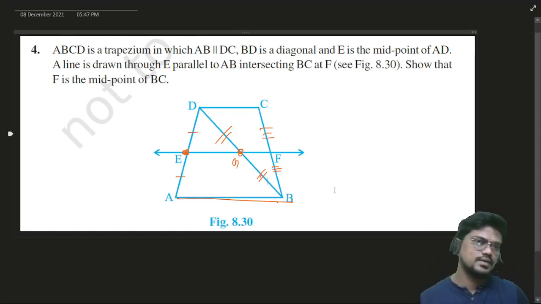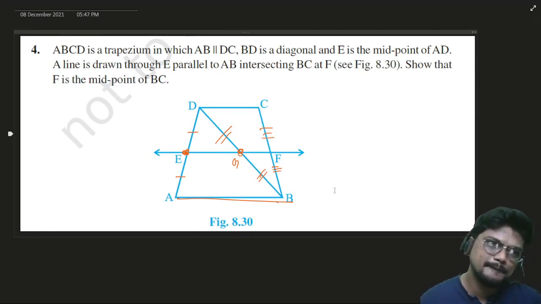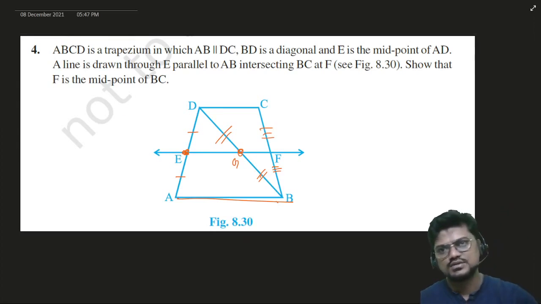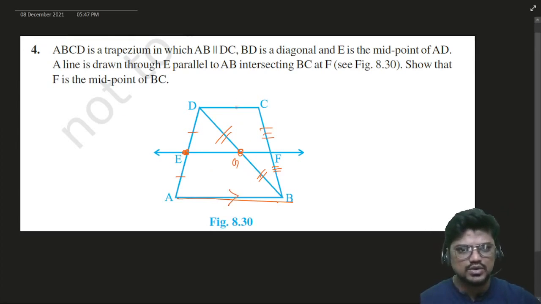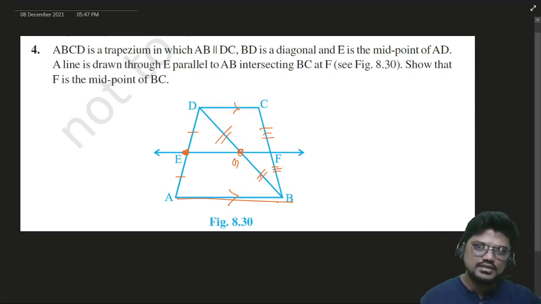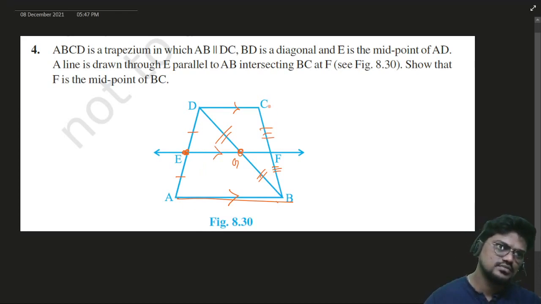Sir, after getting BG equal to DG, what else is parallel? See, AB is parallel to DC, that is given. Why? Because it's a trapezium. And this EG is drawn parallel to AB. So if EG is drawn parallel to AB, EG will be parallel to DC also. And then the extended line, this line, will also be parallel to DC. Okay. Got it now? Yes.